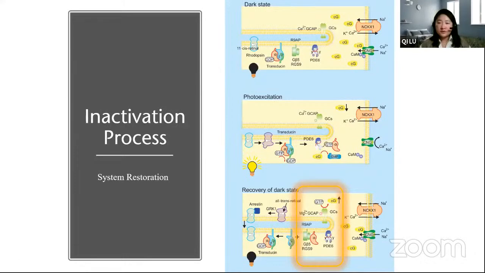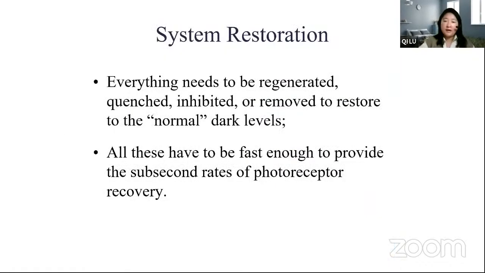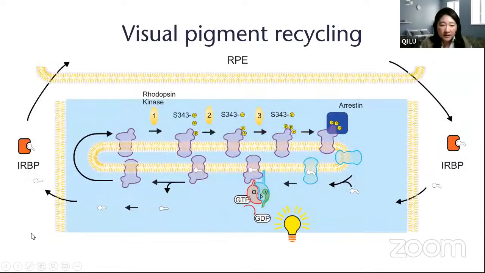But the photoreceptor is not used only one time. It needs to be recycled, and the whole system needs to be restored to the previous state, like the dark condition, where there's a lot of cyclic GMP, channels are open, and there's a current across the membrane. The light will close the channel and reduce the activity of the photoreceptor. But how can the photoreceptor automatically recover and go back to the dark state? This step is called system restoration. Everything needs to be regulated, quenched, inhibited, or removed to restore the normal state.